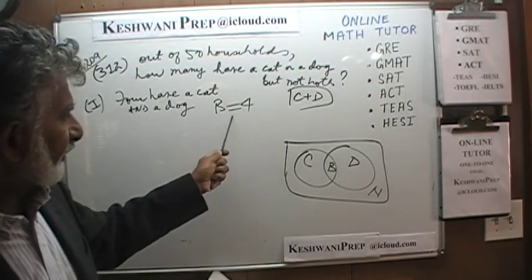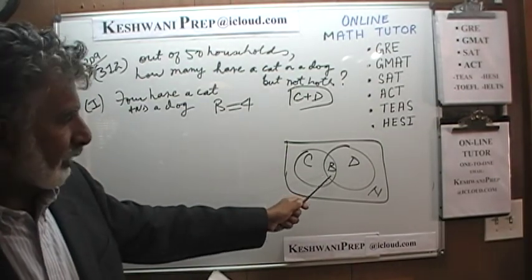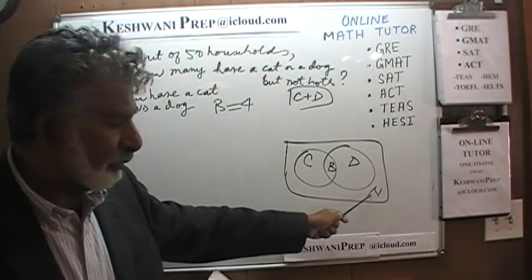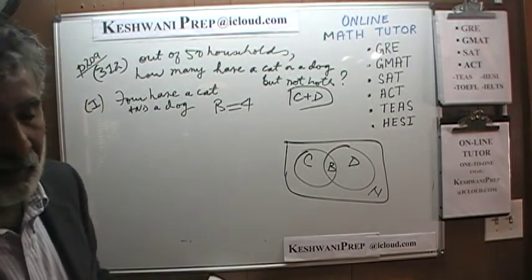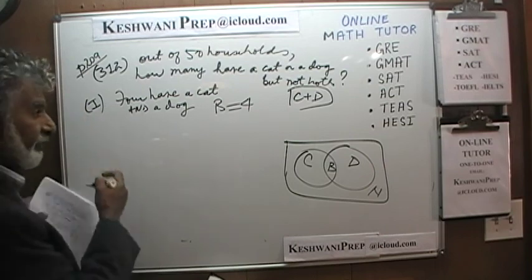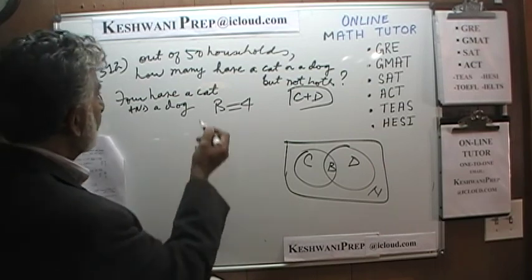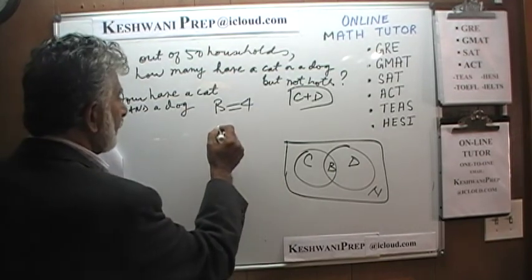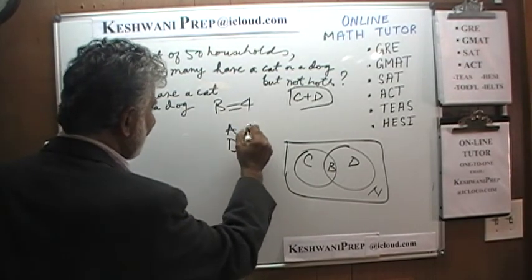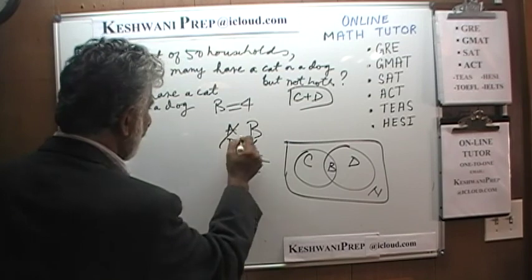Well, what we're just given is B. That's not enough information. We need to know a little bit more. Maybe we can figure out how many of them have neither in the second statement. But the first statement by itself is not enough. We know there are altogether 50. So the first statement by itself is not enough. A, D, B, C, E: the answer cannot be A or D.